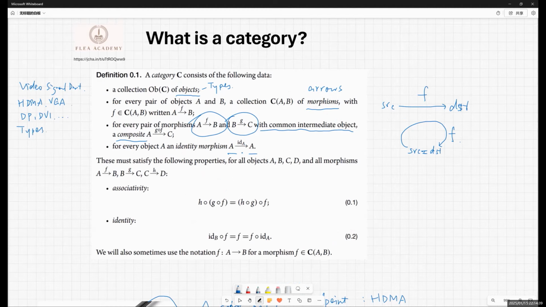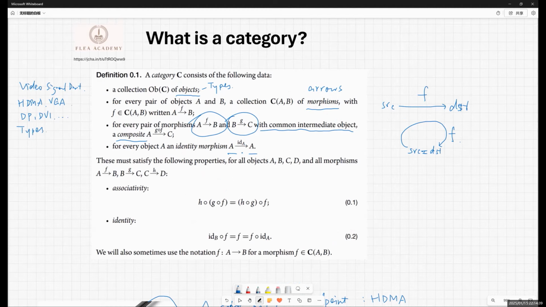Okay, we have the objects as video signal port types and morphisms as arrows, as cables. We have those entities. Then consider the axioms, the associativity axiom and the identity axiom, required to make it a category.